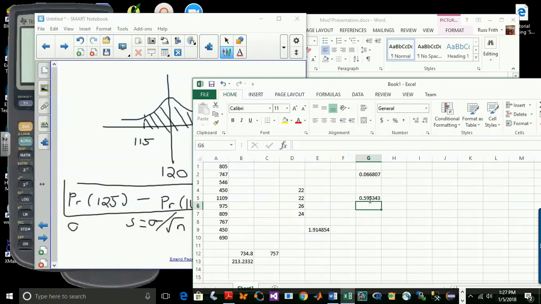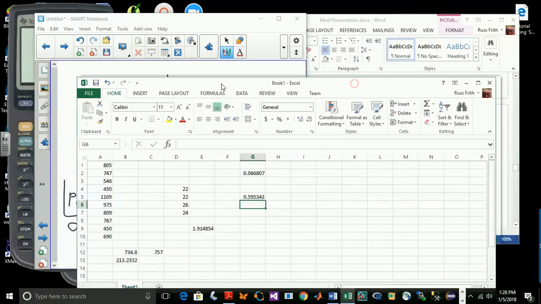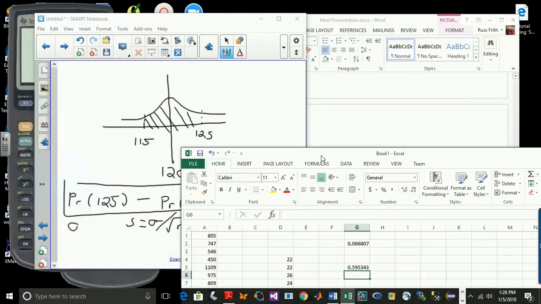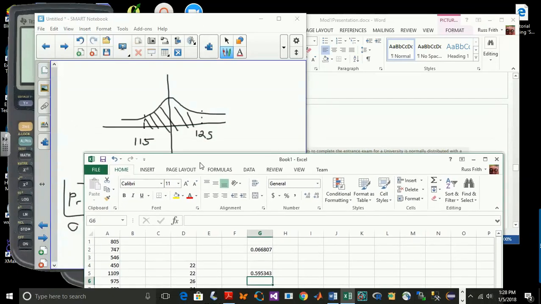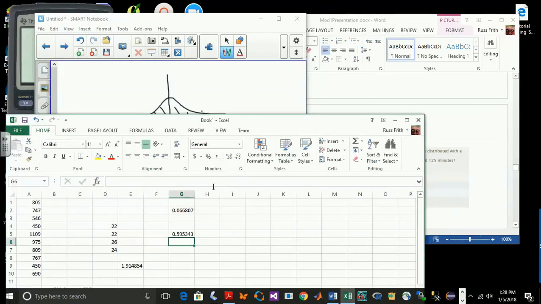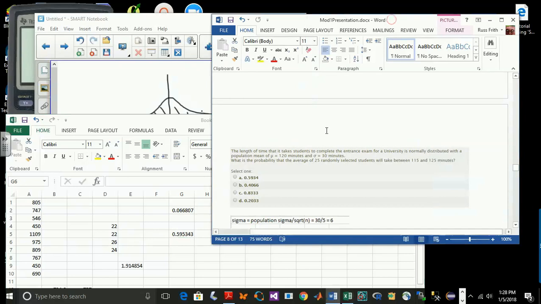And the probability is about 59.5%. So the shaded region is 59.53% of the area under the curve, or 0.5953 square units. Is that a choice? Yes, it would be choice A.